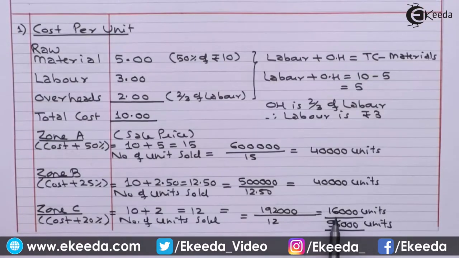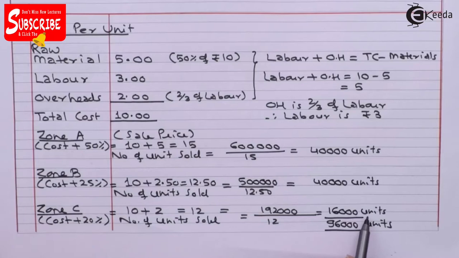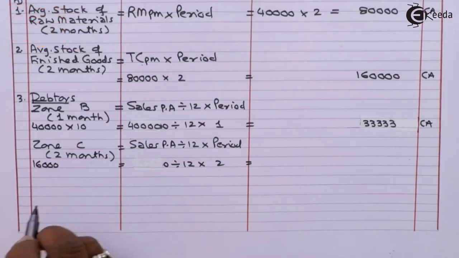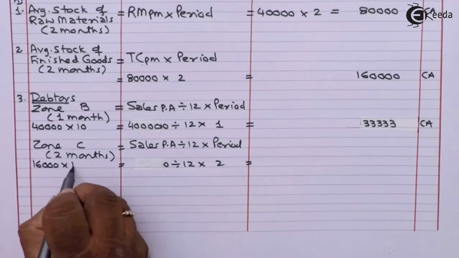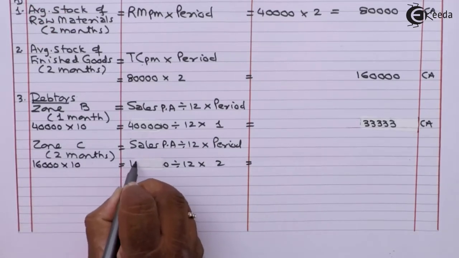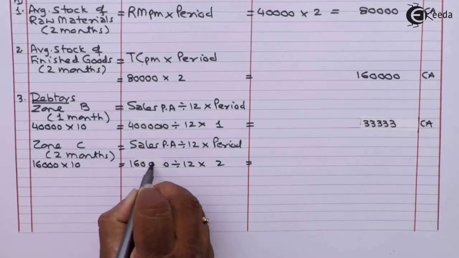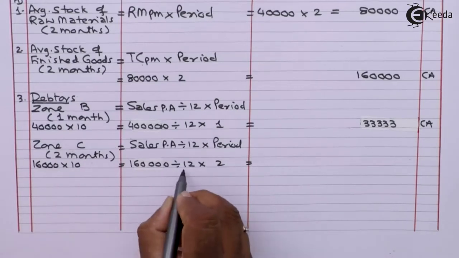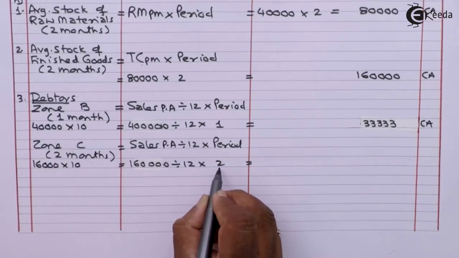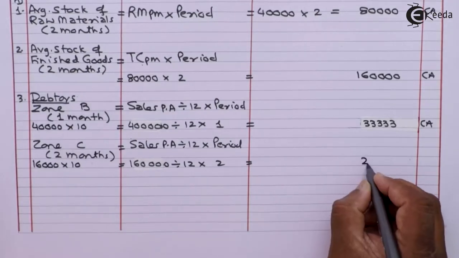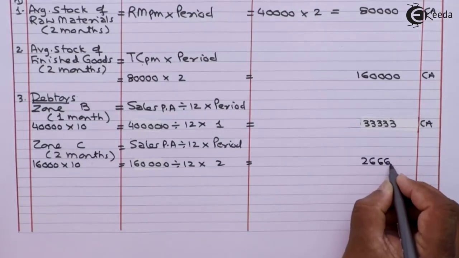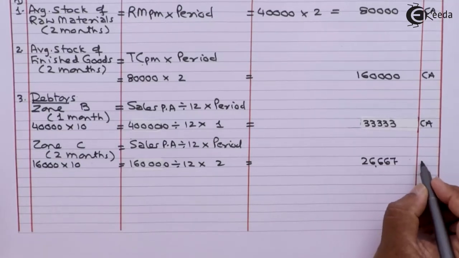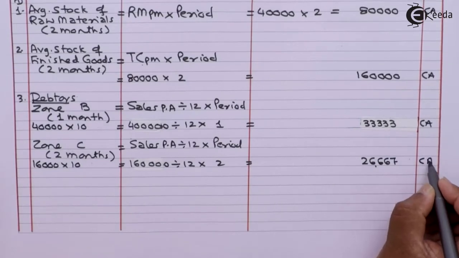In zone C, per annum sale is 16,000 units. 16,000 units per unit, total cost 10 rupees. So it will be 1,60,000 divided by 12 multiplied by 2 months. It is 26,667. This will be part of current asset.